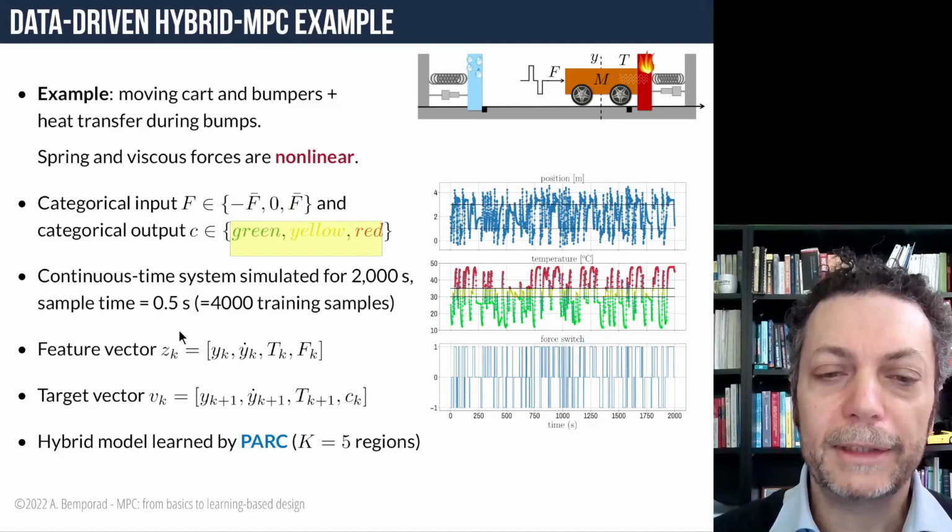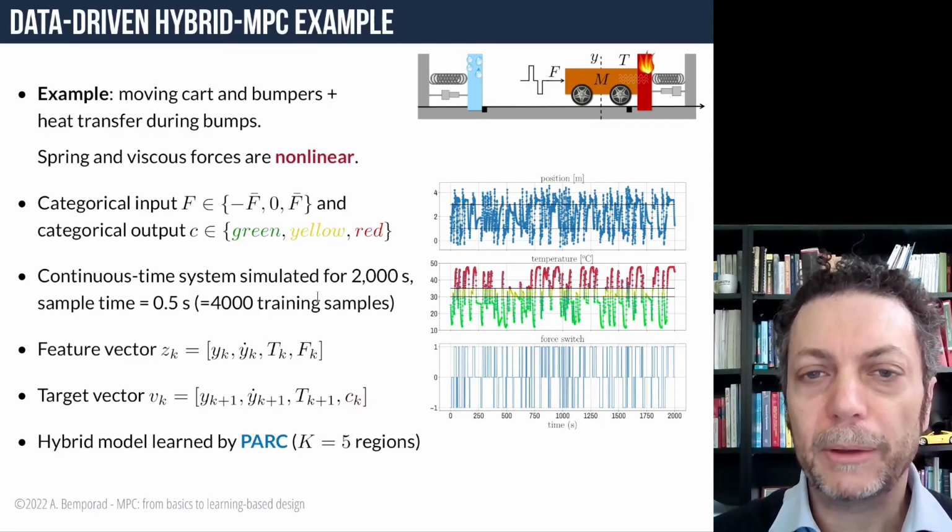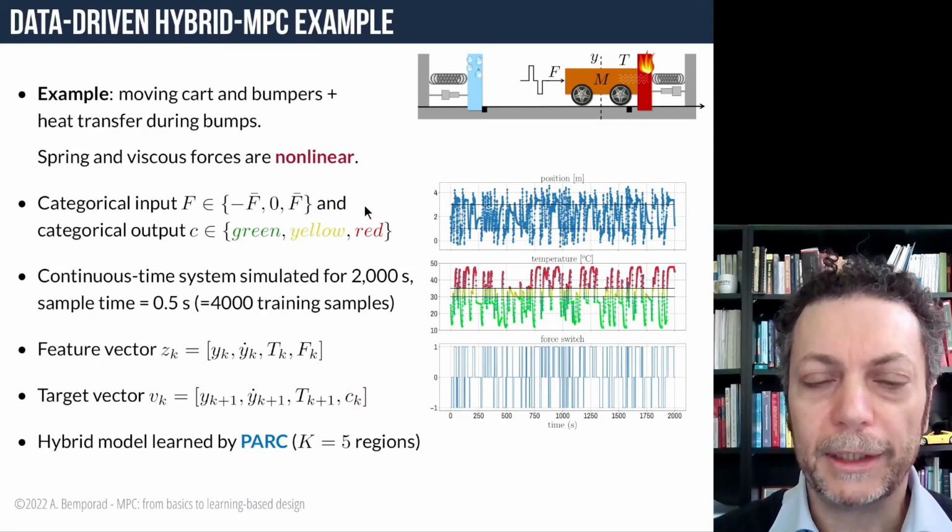Okay? And then you have the state vector, which is yk, y dot, tk, fk, and then the target vector, which is the next position and velocity, the next temperature, and the color, which is the categorical output of the model. So it's a simple problem, it's already actually nonlinear and switching.